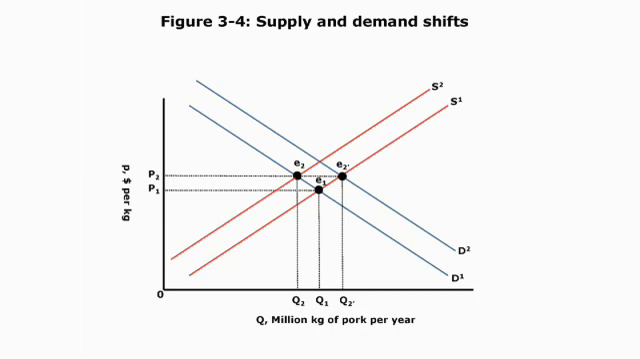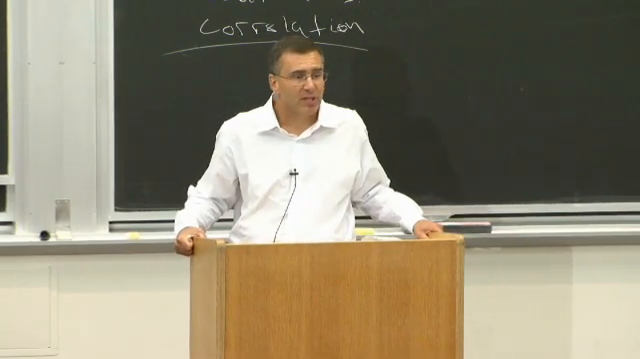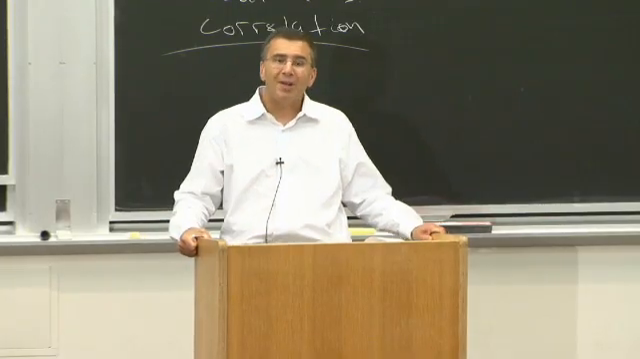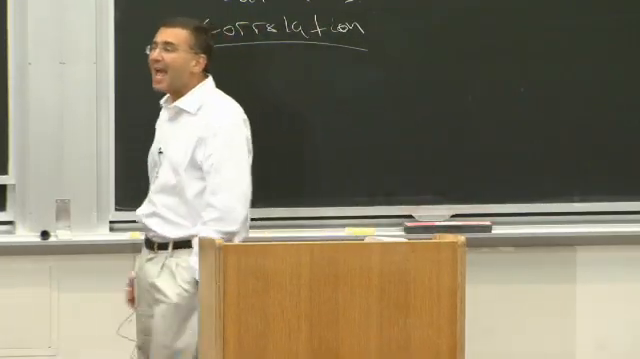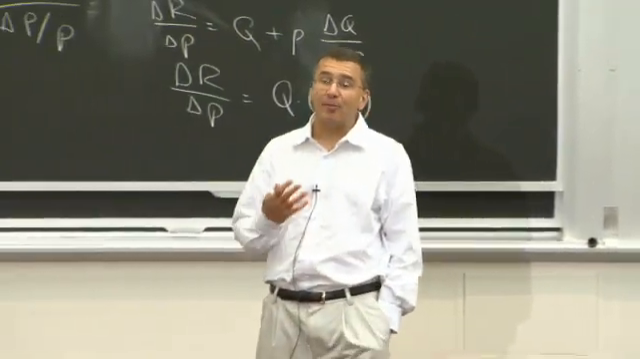But from E1 to E2 prime, you're not shifting along a demand curve. You're actually measuring the elasticity of supply. You're shifting along a supply curve. So you're actually answering a different question. A relevant question, but a different one. That question is, what's the elasticity of supply? How willing are pork producers to supply pork as the price goes up?